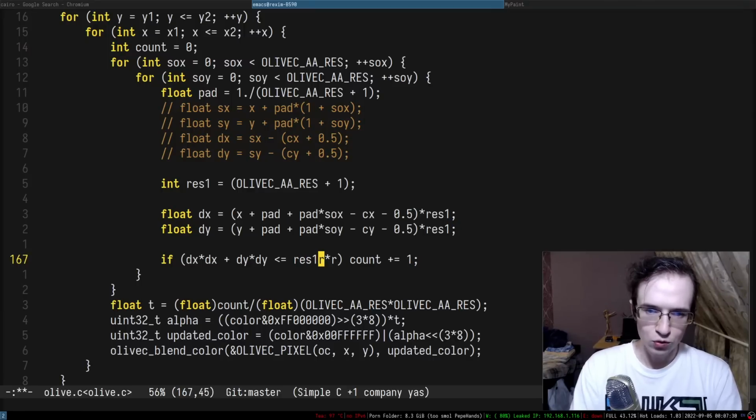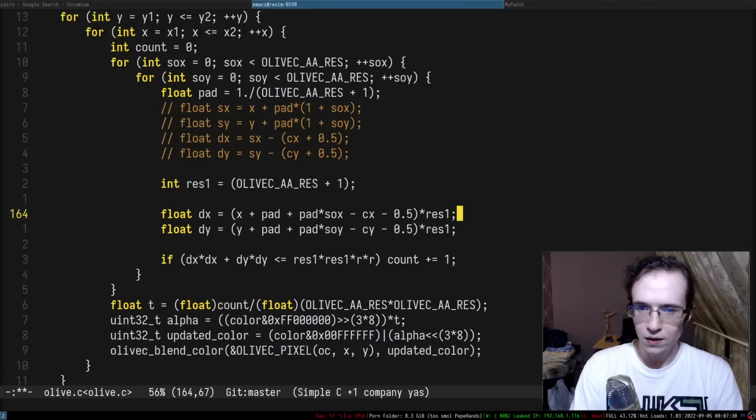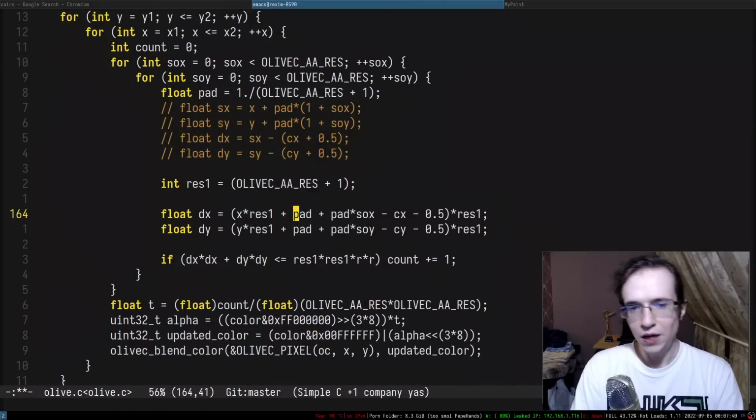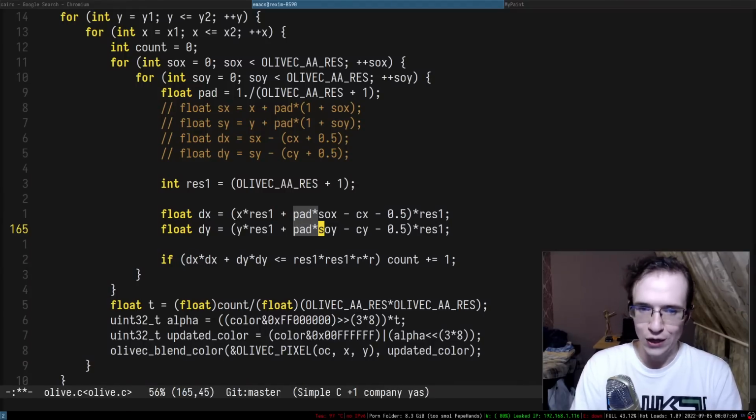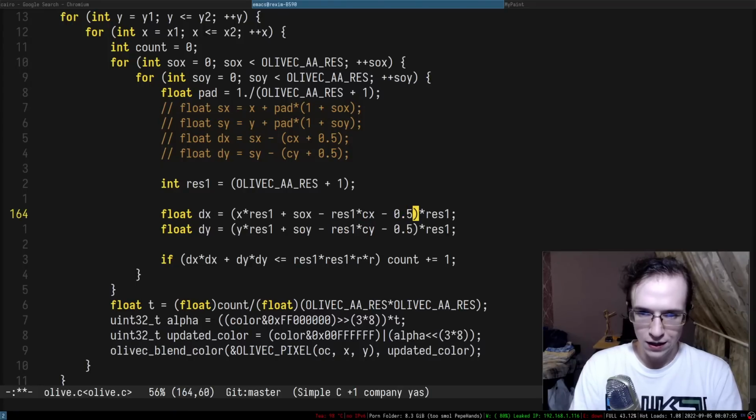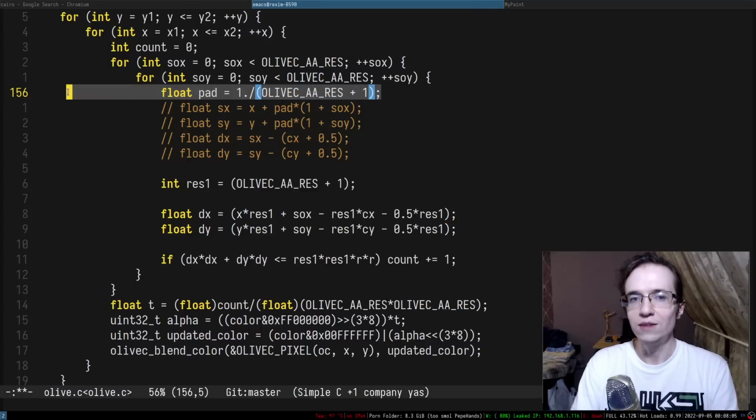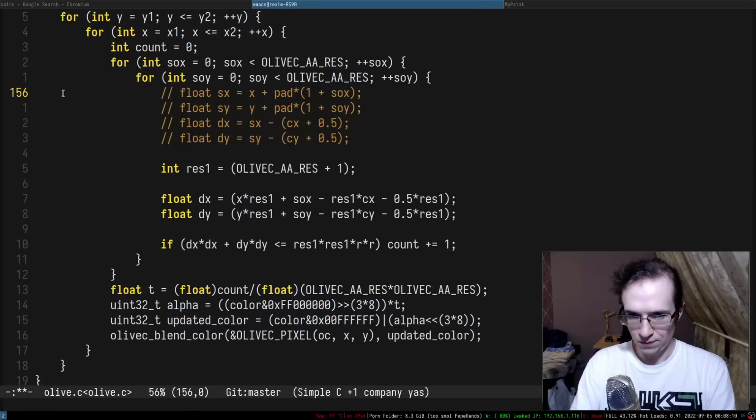And because of that, we also have to do res1, like so. This thing goes to here, so res1, cool. By multiplying res1 with pad, you cancel it out, so we remove this thing. By multiplying it with a pad again, you cancel it out as well. You would have to multiply this thing with res1, of course, and then you have a half of res1. There you go, we got rid of that float part, we got rid of this pad. We never have to go back to it ever again.